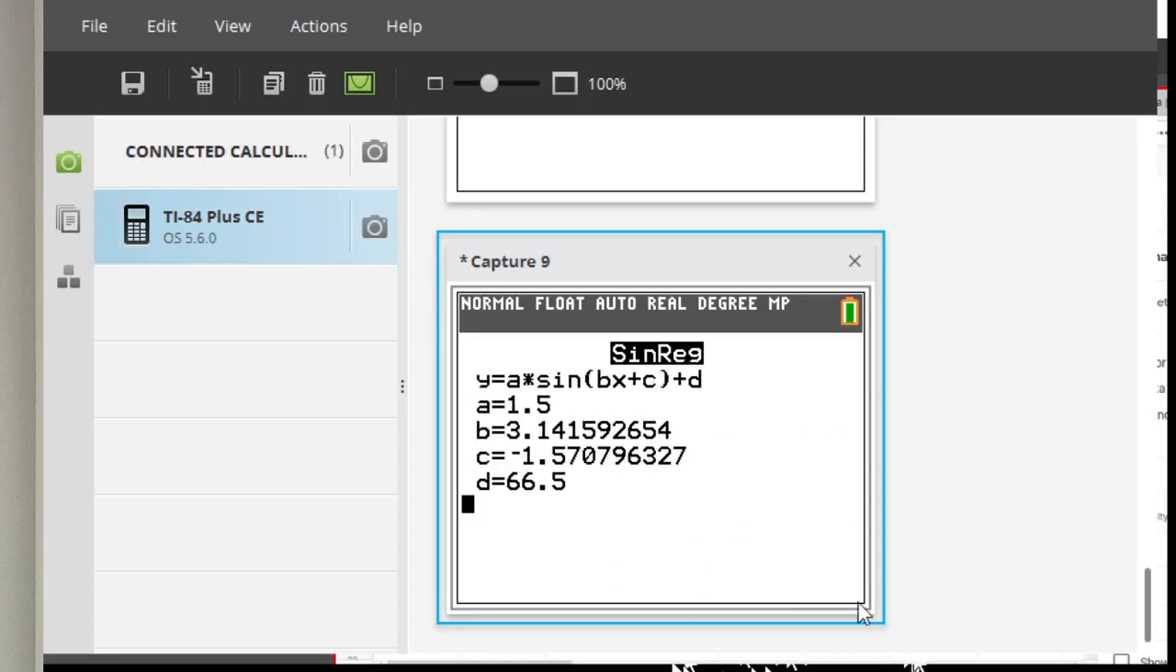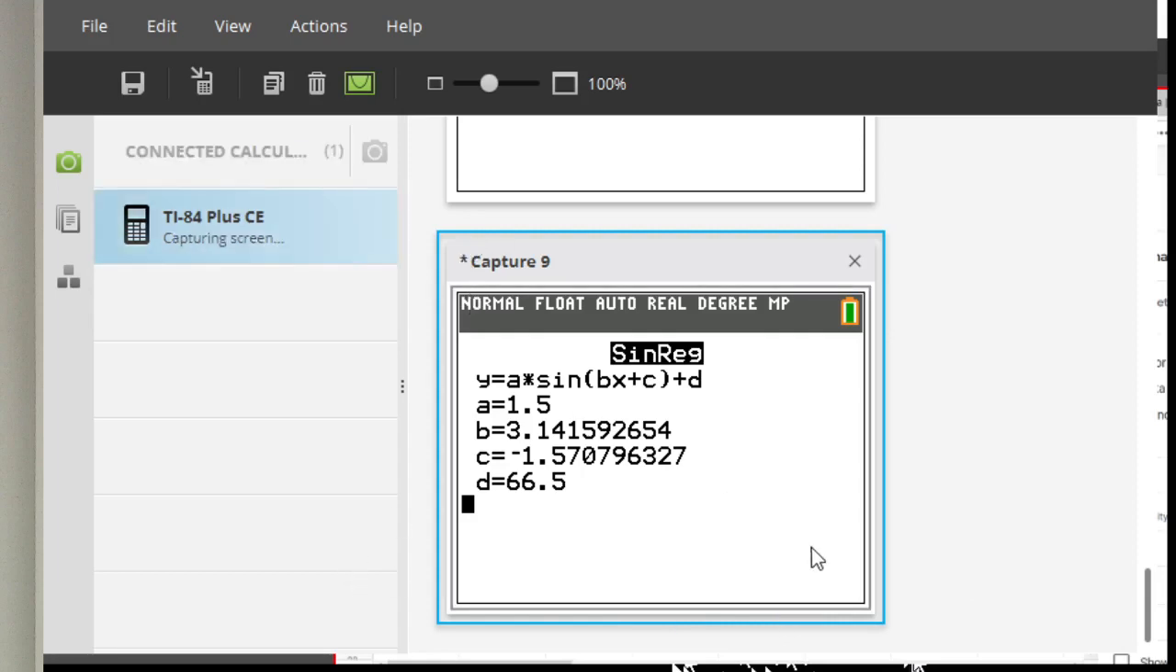And this gives us a fit for the data. It looks like an amplitude of 1.5, which is consistent with the data having a max and min of 3 units apart. We have a b term that appears to be pi. Now this c term in the sinusoidal regression, remember, is not our phase shift. It's the negative phase shift multiplied by b. So it looks like it's more like 1/2, and our midline is 66.5.